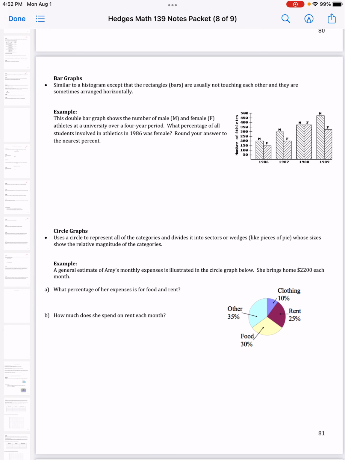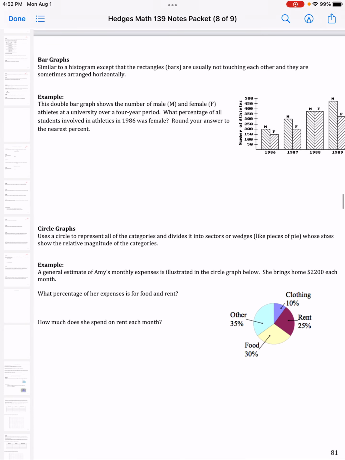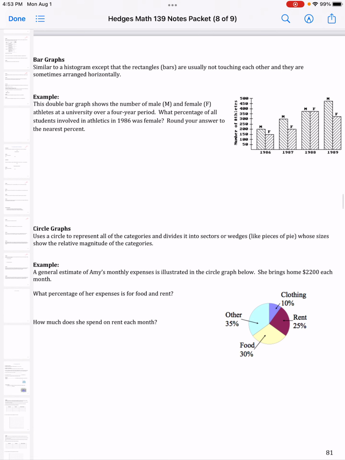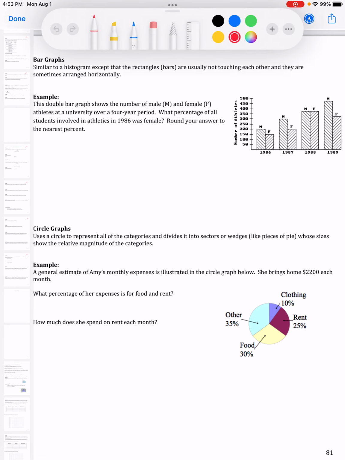So this is a double bar graph. It shows the males and females in athletics at a university over a 4-year period. What percentage of all students involved in athletics in 1986 were female? So the number of female students looks like 150. So that's my female.